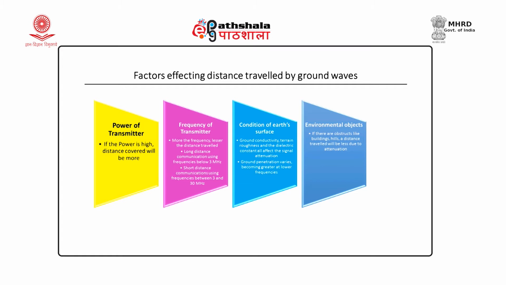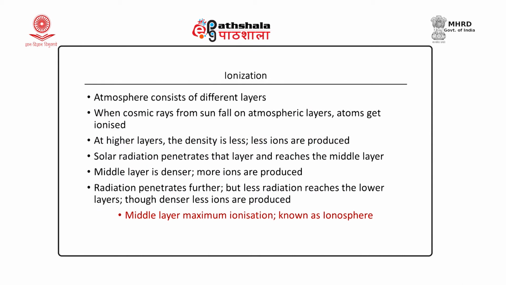If there are obstructions like buildings, hills, etc., they will attenuate the signal due to reflection and diffraction, and hence the distance travelled will be less. The signal will attenuate more before it reaches the receiver. So, this is about ground waves.